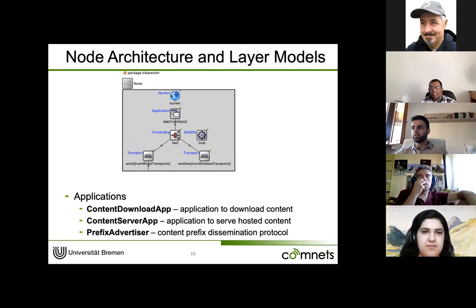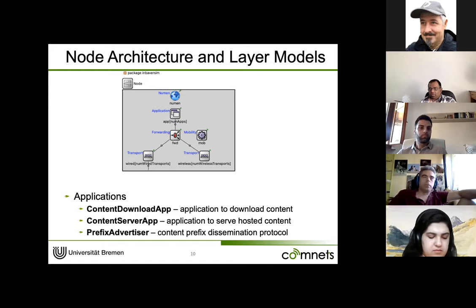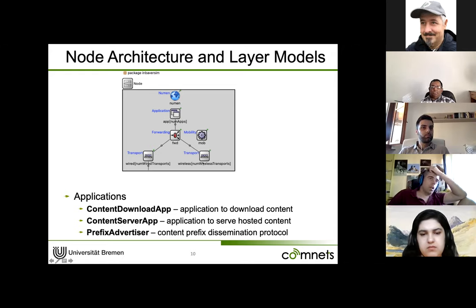Okay, so coming back to the node architecture. We have built this model framework, very simple but very effective. Our intention was to use the information in these two RFCs to build a solid model framework that really caters to the behavior described in the RFC. So we have a simple three-layer node architecture: the applications at the top, the forwarding in the middle, and then the different transports.